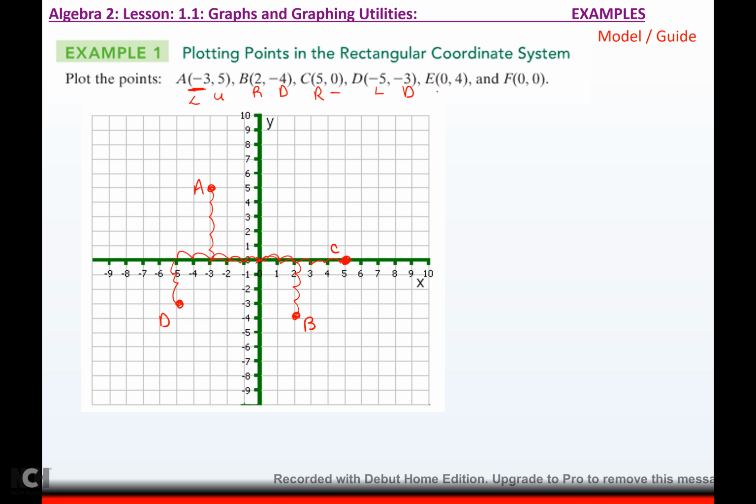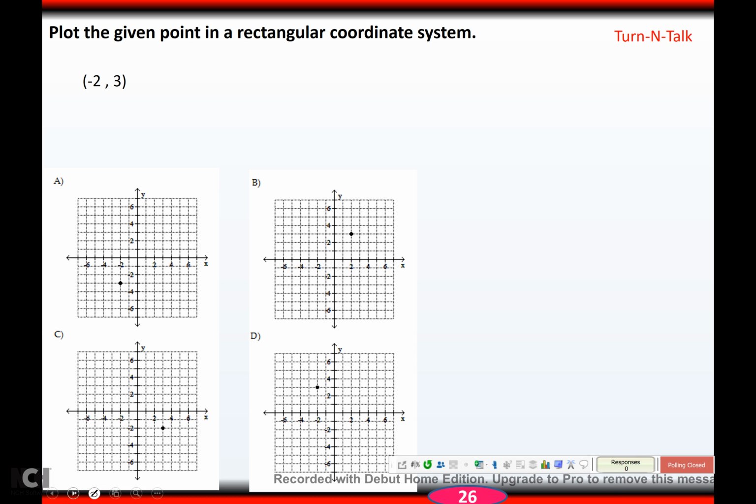And then E would be no right or left and 4 up. So don't go right or left, and 1, 2, 3, 4 up would be E. And F, of course, is not right or left or up or down, right there at the origin. Okay, so hit pause and answer.